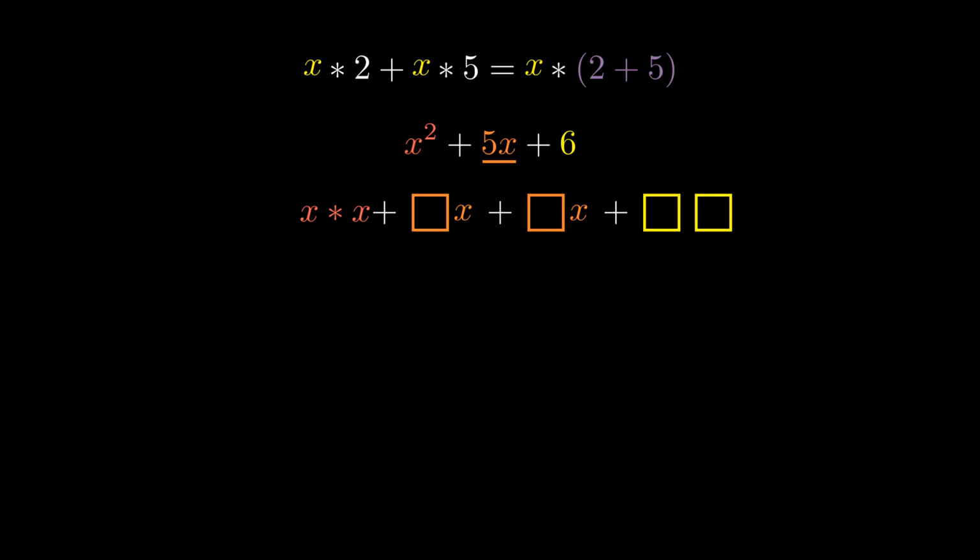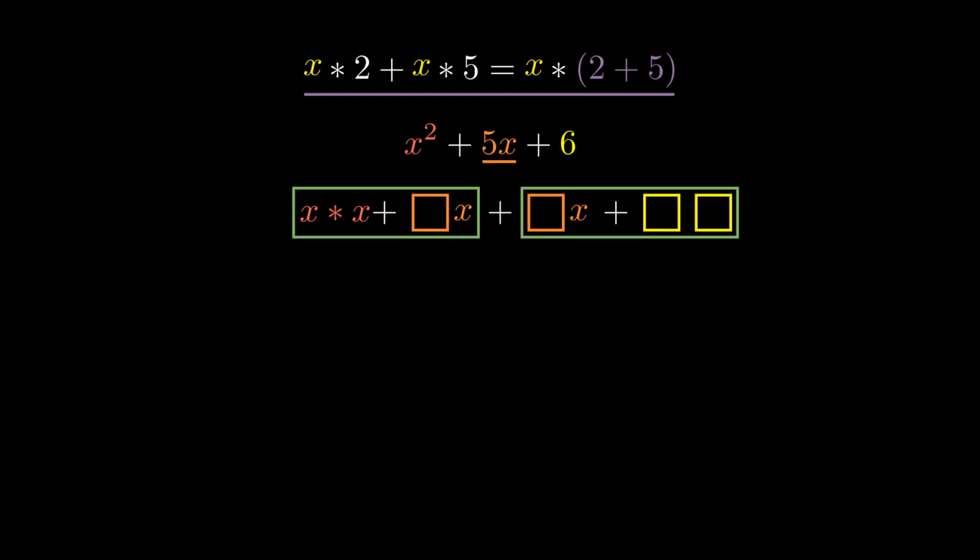Okay, so let's pause a sec. You may be asking why on earth I just broke this up this way. The answer is because I want to have 2 sets of equations, so I can use this nifty rule up here to factor out. Okay, so the question is, what can we fill in for these orange boxes? What 2 numbers add up to 5?